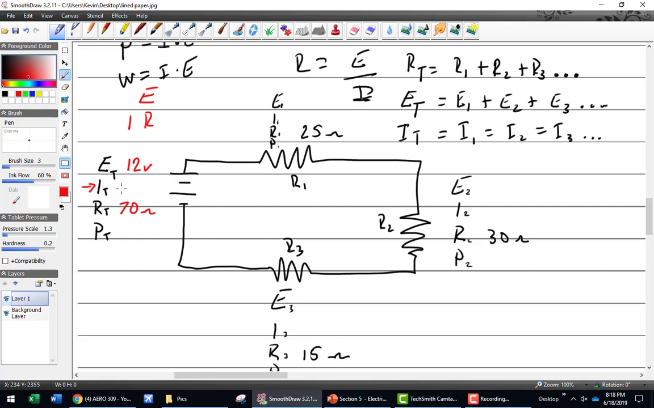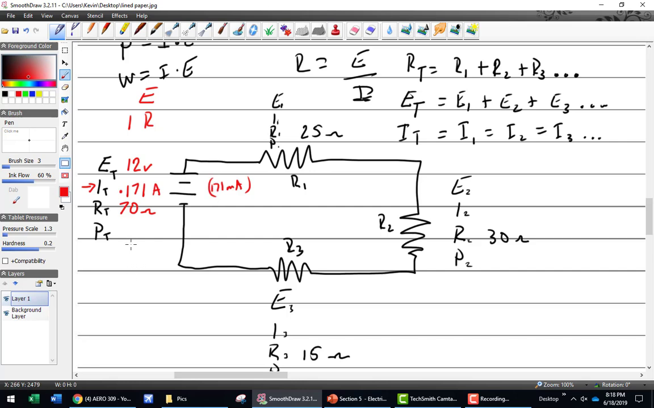All right, so I want to know now, what is the total current in this circuit? Did I move too fast for anybody? What's my total current? You should have a calculator out. I want to know I, so I cover up I, and it is E divided by R. So it's 12 divided by 70 equals 0.1714. Okay, so 0.171 amps. How many milliamps is that? 171 milliamps. All right, we'll just put that over here because I don't have a lot of room.